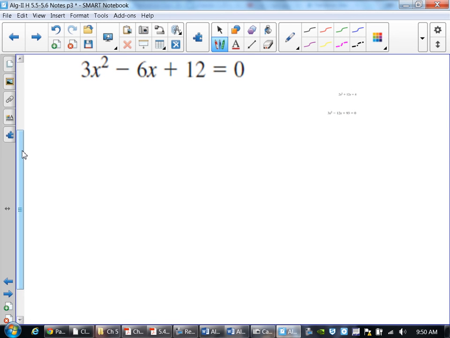divide everything by 3, right? Okay. So we have x squared minus 2x plus 4 is 0. Complete the square. Subtract 4.